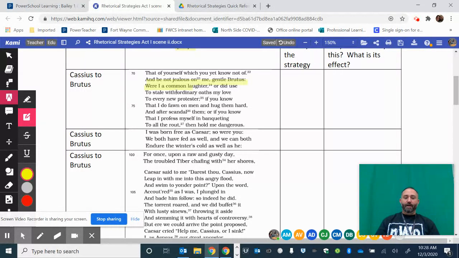Well, the key pronouns are I and me. If you know that I do this and this, if you know that I do fawn on men and hug them hard and after scandal them, or if you know that I profess, then hold me dangerous. In other words, Cassius is trying to prove to Brutus through his personal character that he's a trustworthy person and that you can trust him.